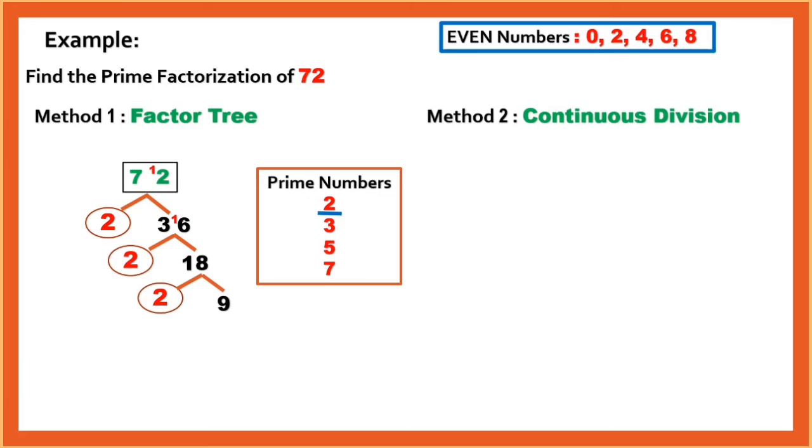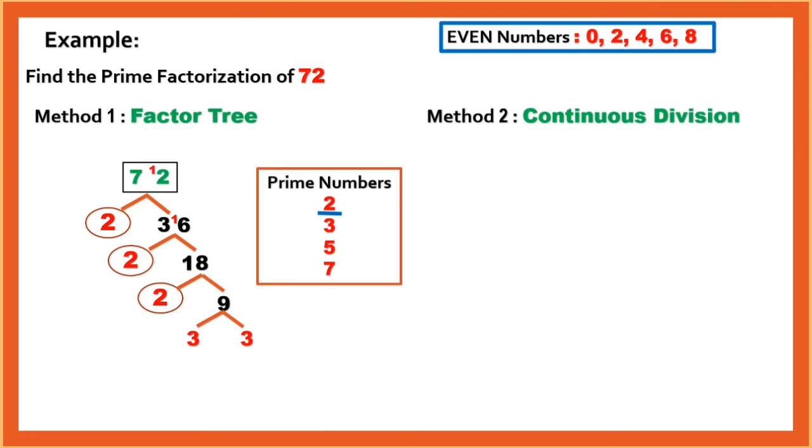Now, dahil si 9 ay composite number pa, ay i-breakdown natin ulit ito. So, magda-draw ulit tayo ng dalawang lines. And then, mag-isip tayo ng dalawang factors ng 9. Ano kaya ang dalawang numbers na pwede nating i-multiply na ang sagot ay 9? Of course, 3 times 3 is 9.